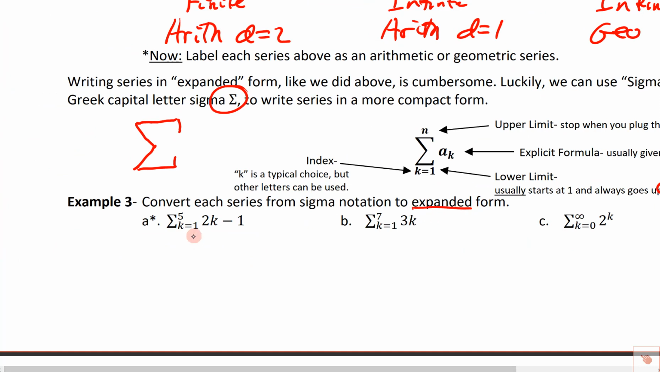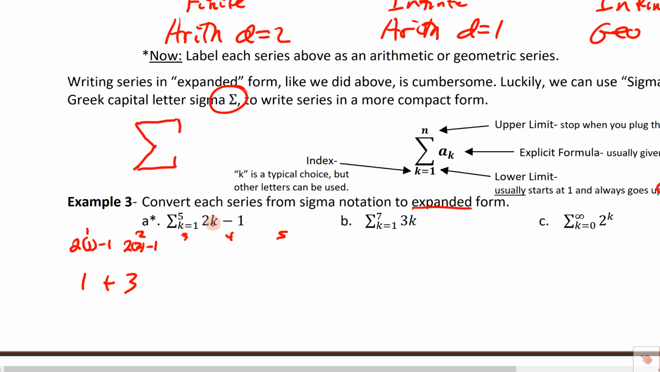So I'm going to start by plugging in a 1. If I plug in a 1, I have 2 times 1, and then I subtract 1. So I'm starting by plugging in a 1, then I'm going to plug in a 2, then a 3, a 4, and a 5, and then I'm going to be done. So 2 times 1 is 2, minus 1, so this first one's going to be 1. If I plug in a 2, I've got 2 times 2 minus 1, so that one's going to be a 3, and I put a plus in between them.